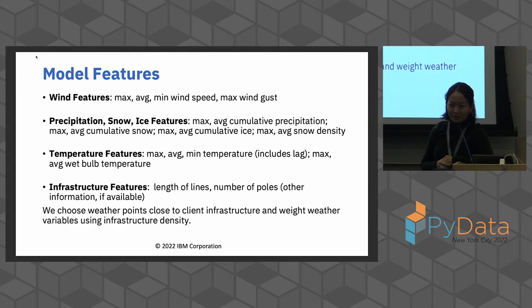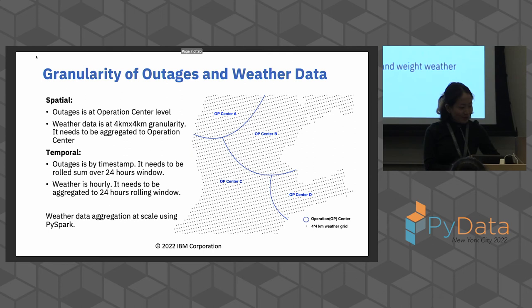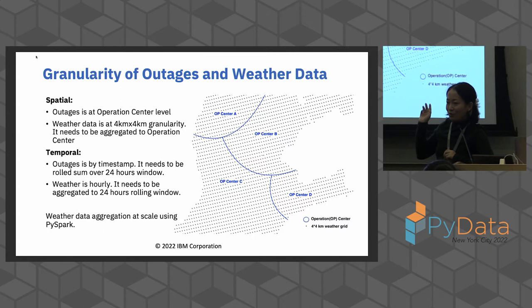And also, more importantly, when we aggregate weather features, for example, when we calculate the average wind gust, we will weight the grid points, which is shown in this slide. So if a grid point is close to infrastructure, we will weight it more. If it's not close to anything, we will not use any information from it. And if it's far away, we'll still use it, but put less weight on it. So these are the average feature aggregations.